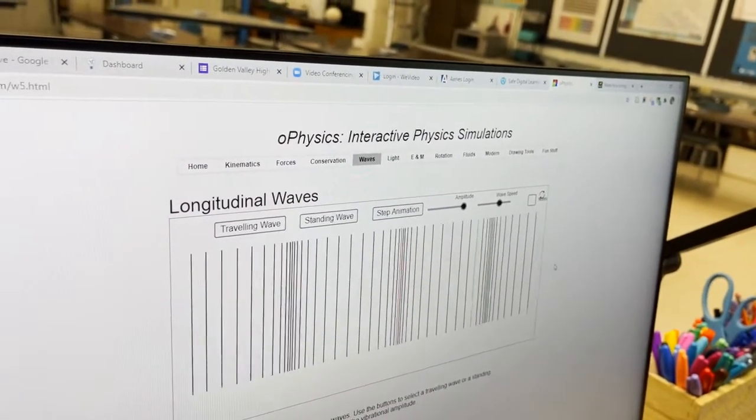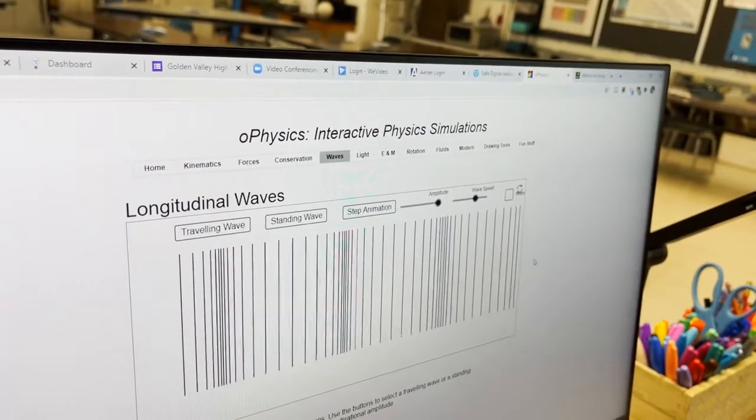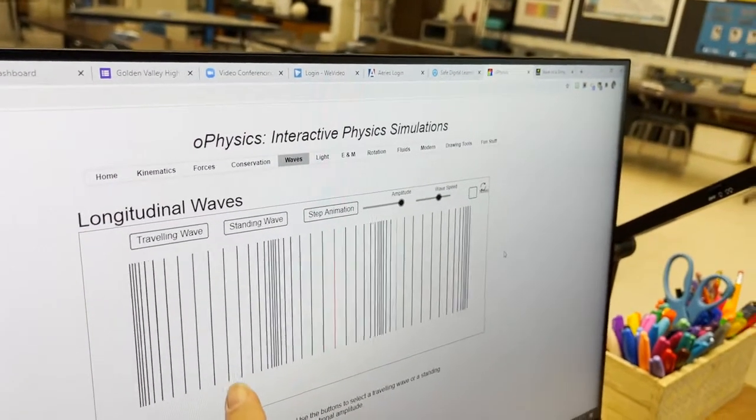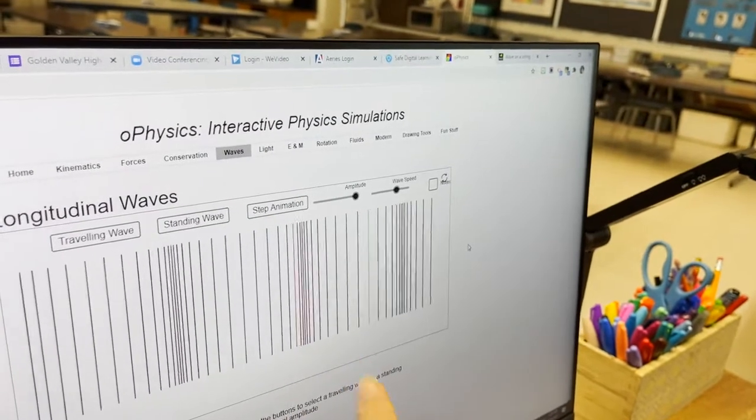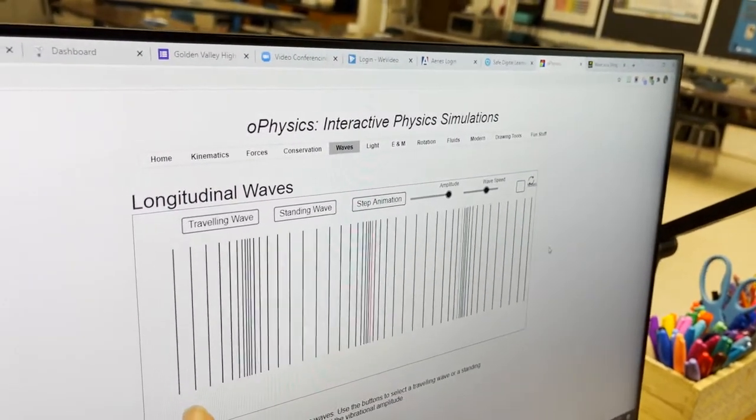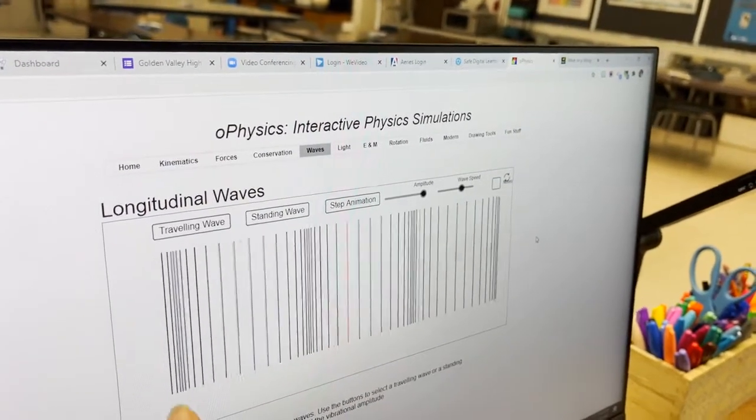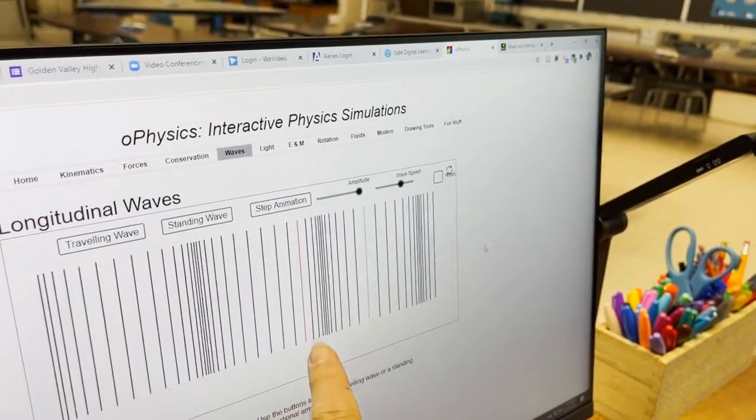Squeeze, stretch, squeeze, stretch. And the squeeze is called a compression. That compression travels. And the stretch is called a rarefaction. And that stretch travels as well.